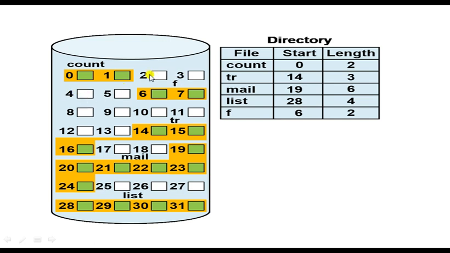This is not continuous. 2 and 4 now is not continuous. 0 and 1 is continuous. 2 and 3 is continuous. Like 6 and 7 is continuous. 28, 29, 30, 31 is continuous. Not 25, 17, 13. These are not contiguous.